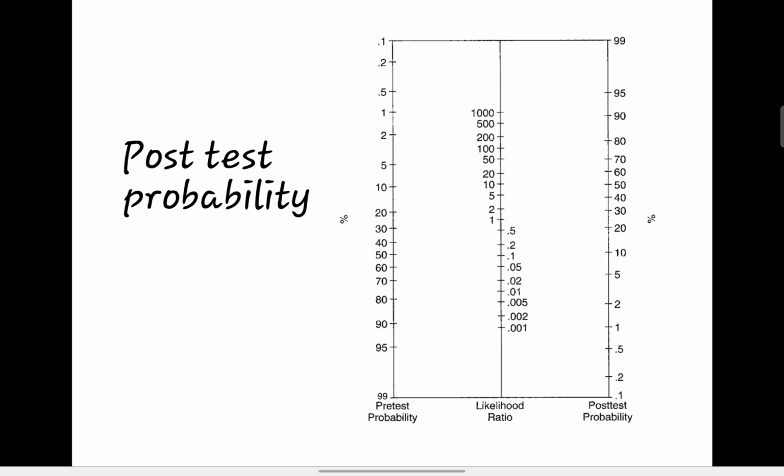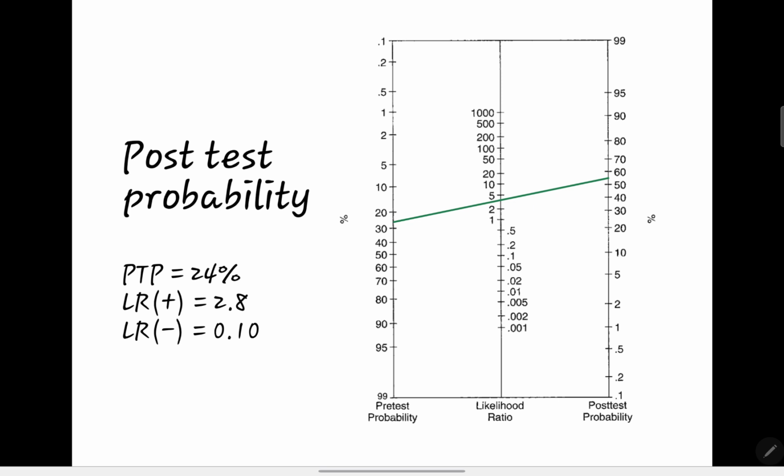Talking about the post-test probability, it is the probability of having a disease after the test is performed. We could do this by using a nomogram. Here these were the pretest probability value of 24%, and likelihood ratio positive and negative. If we draw a line from the pretest probability of 24%, keeping the likelihood ratio of about 2.8, and we draw a straight line, we can see it comes towards 60%.